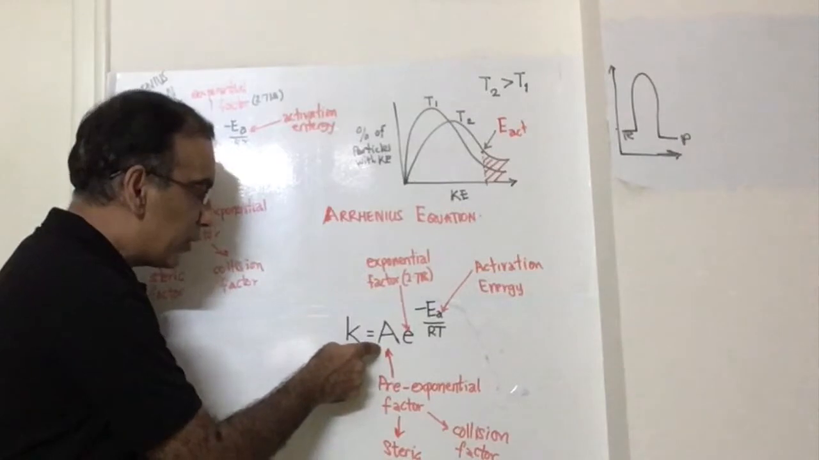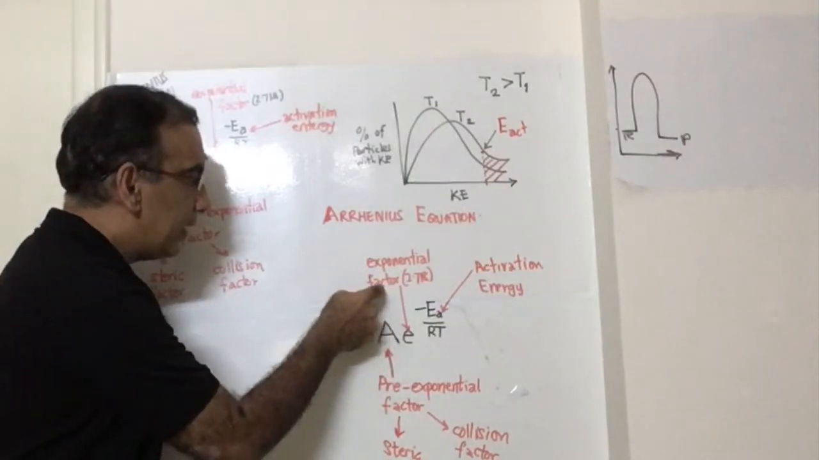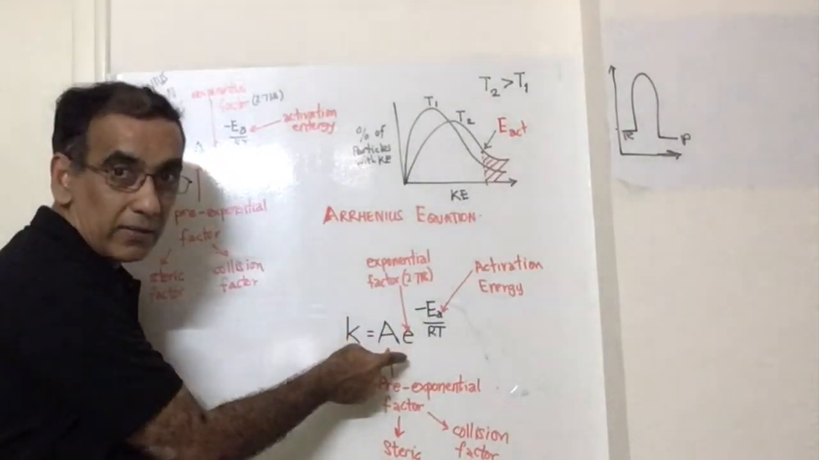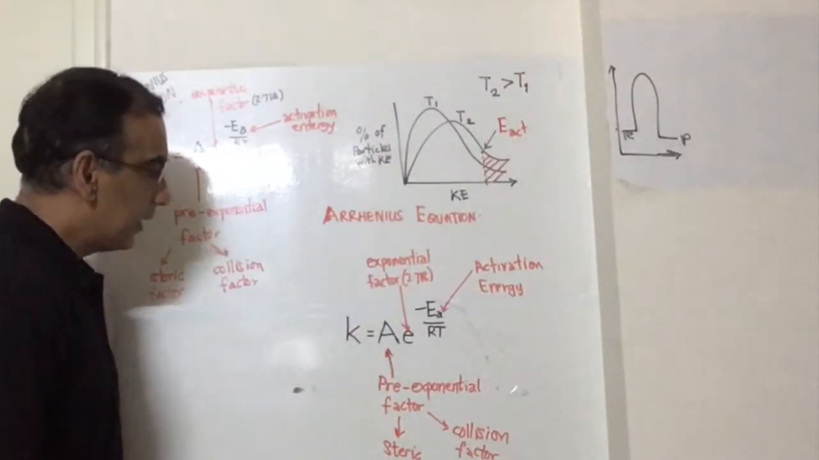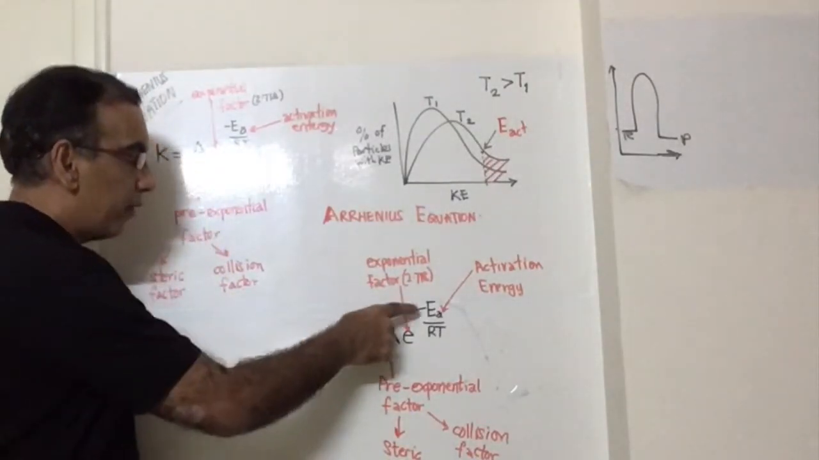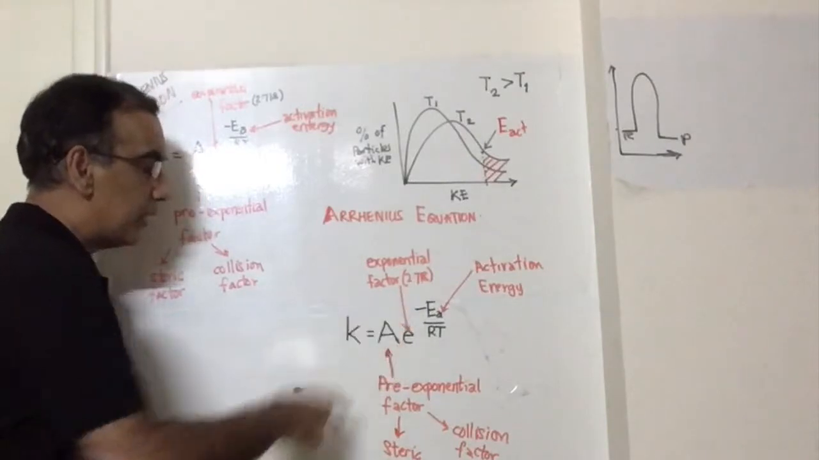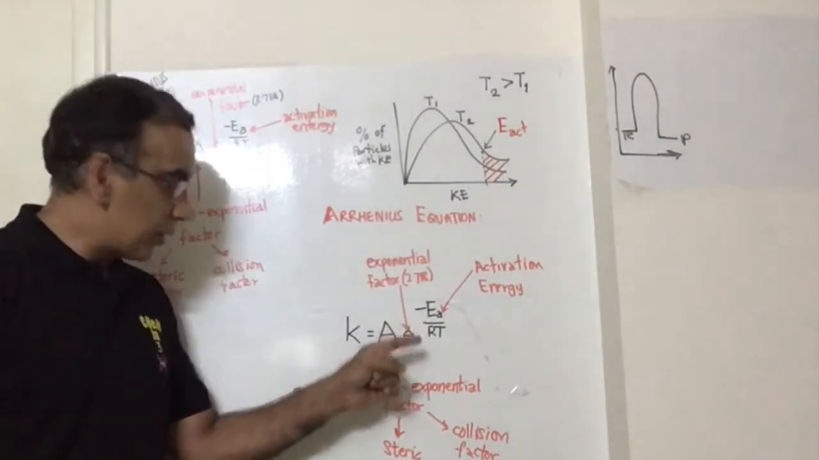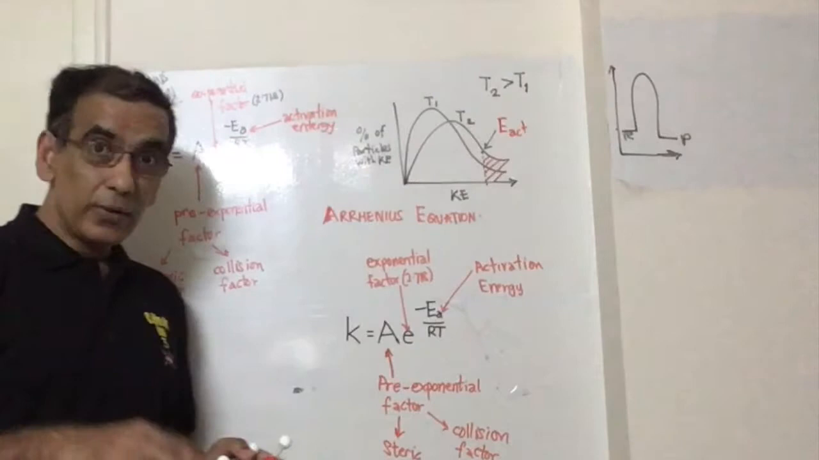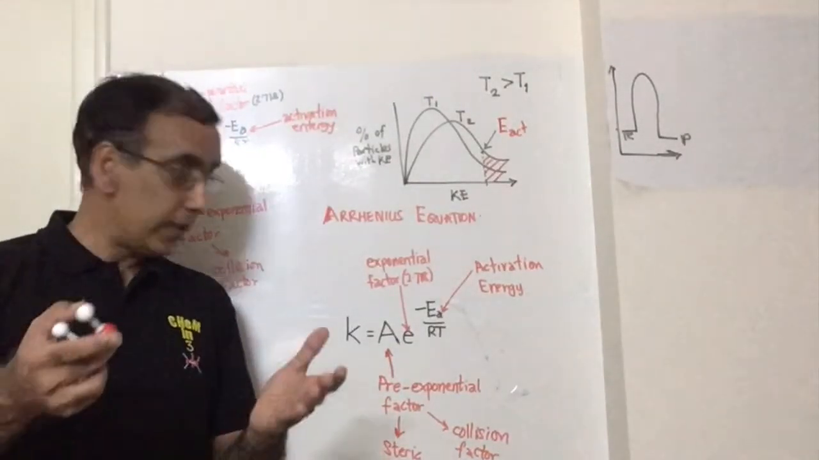And this pre-exponential factor is multiplied by the exponential factor, which is the base of natural logs, 2.718, and then this is raised to the power of the negative activation energy divided by the gas constant multiplied by temperature. So then you might wonder, what is the point of including the gas constant?